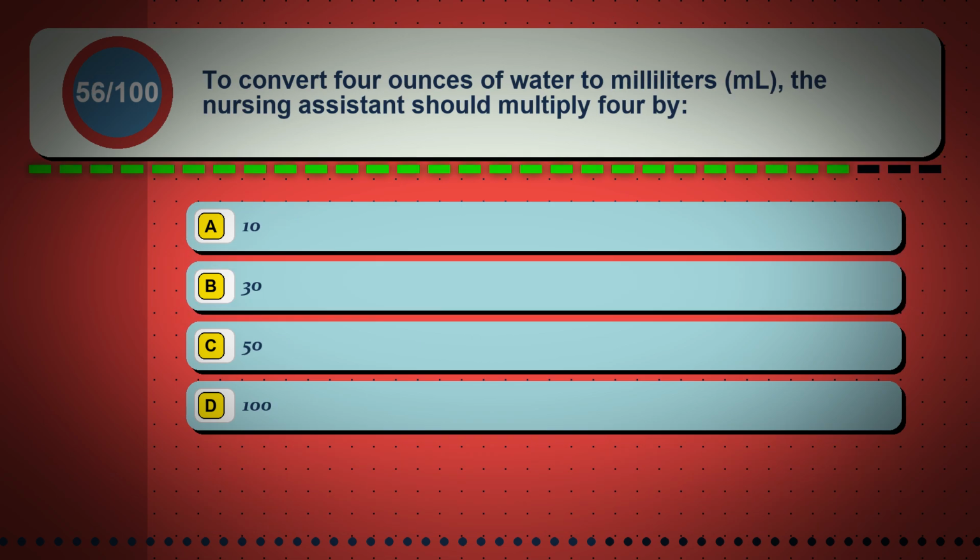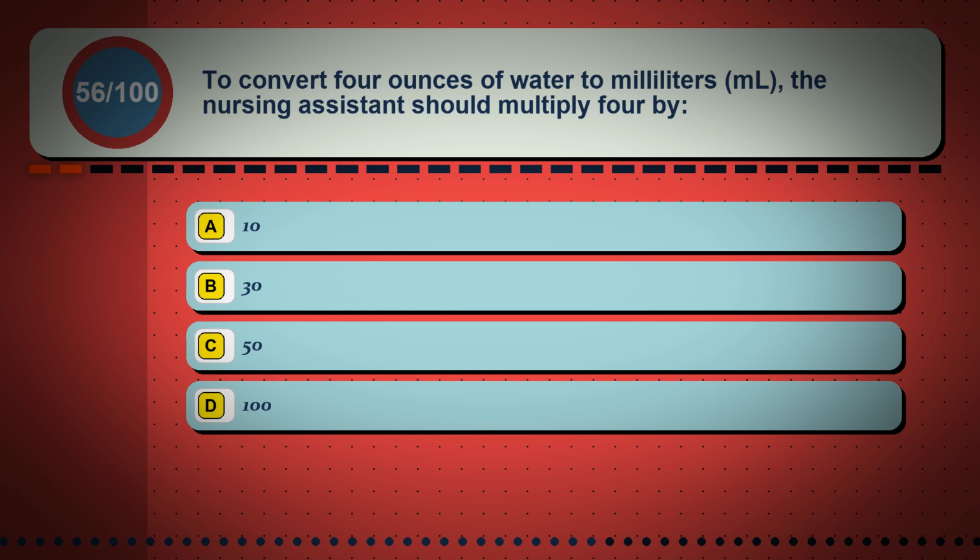Question 56. To convert 4 ounces of water to milliliters, ml, the nursing assistant should multiply 4 by Option A, 10. Option B, 30. Option C, 50. Option D, 100.